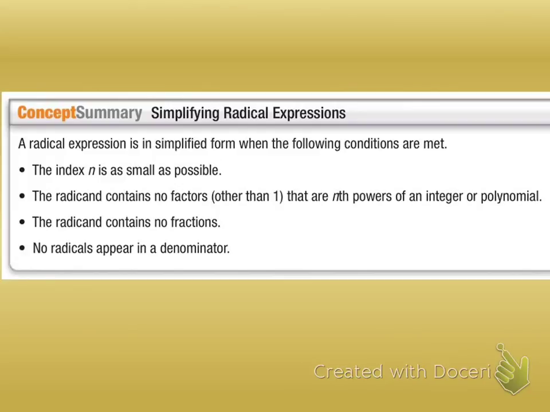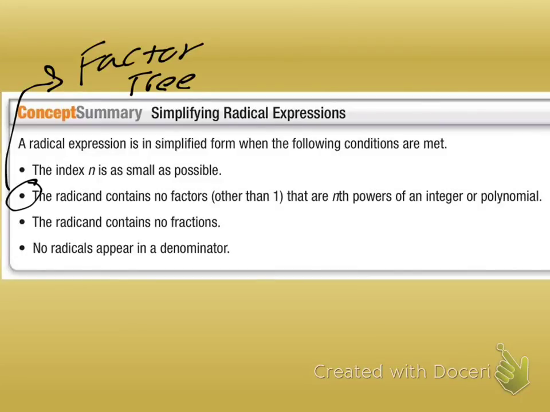I'm going to summarize that one for you guys. Factor trees. Make sure you factor tree your radicands. That's basically what that says in smaller terms. You cannot have a factor other than 1 that is an nth power of an integer or polynomial. For example, if you would do 48, like we just had, square root of 48, you would go 2 and 24, 2 and 12, right? That's a legal factor tree, yes?